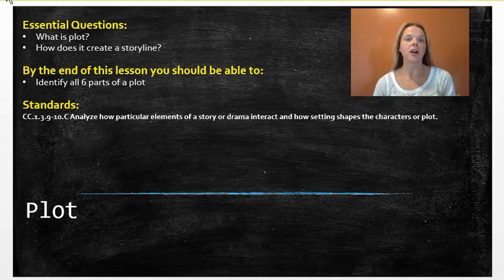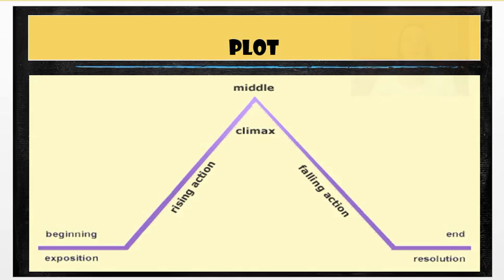Your standards are to analyze how particular elements of a story or drama interact and how setting shapes the characters and the plot. Here is a diagram of a plot line. As you can see, there's the beginning, also known as the exposition, where the inciting incident or conflict is introduced. You have the rising action that leads to the climax. You have a falling action, and then you have a resolution. At this point in time, you should be extremely familiar with these terms and applying them to the stories that you're reading.